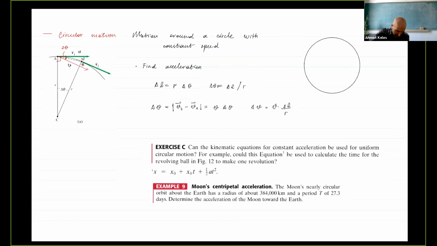And now let's calculate the limit, because that's what we care about. Acceleration, by definition, is equal to the limit as delta t goes to 0 of v times delta L over R. So we said circular motion is a motion around a circle with constant speed. The speed is constant. The radius is constant because it's around a circle. So I just take them out.